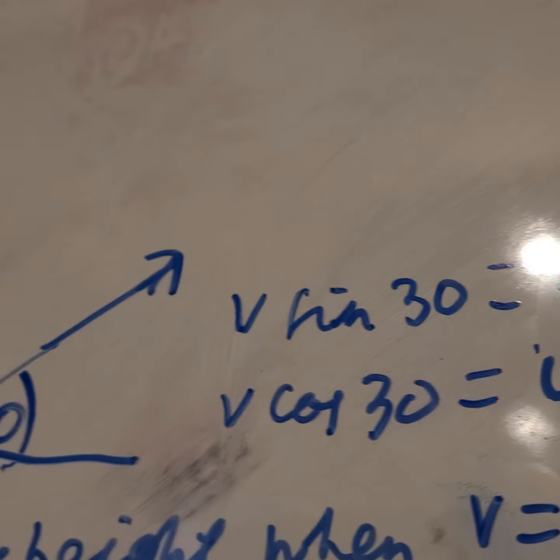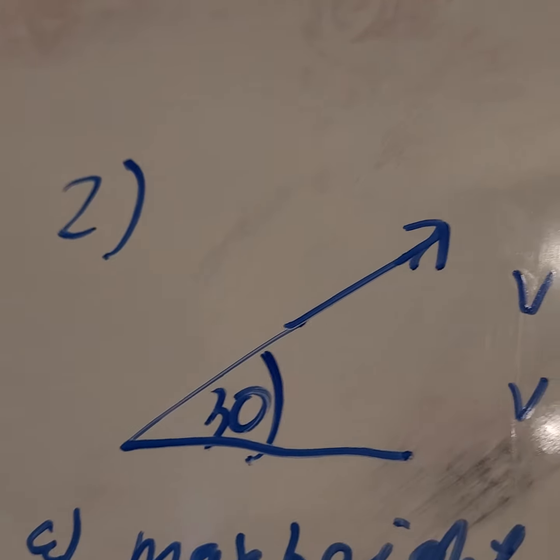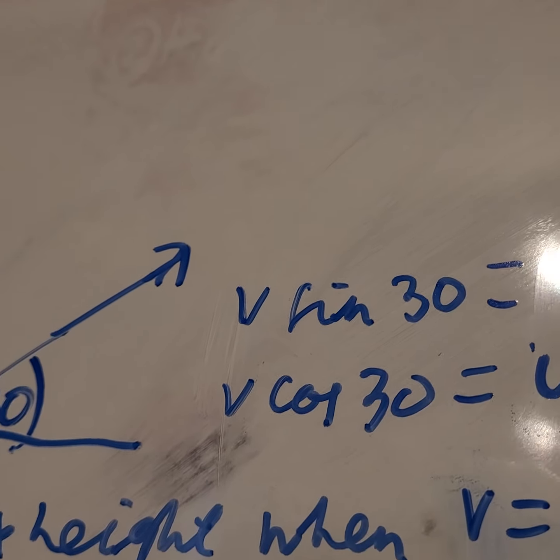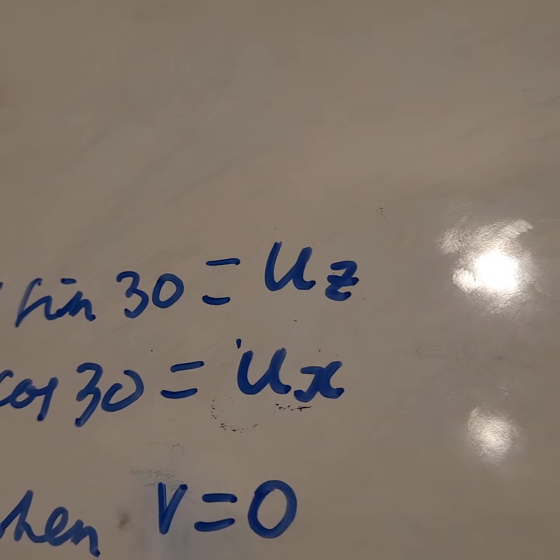So the sine and cos of this triangle, if we take the total velocity, which is 60, multiplied by the sine and the cos of the angle, we'll get each of these velocities.